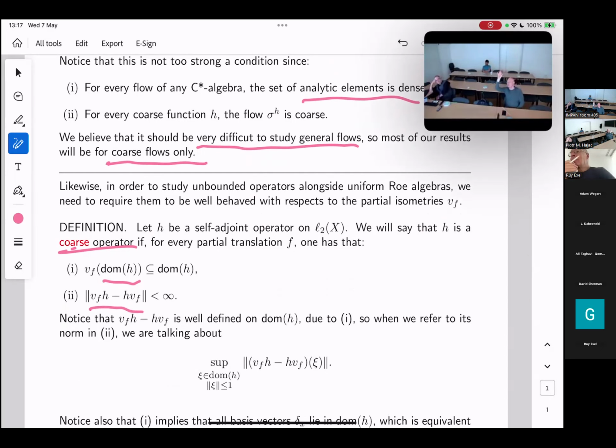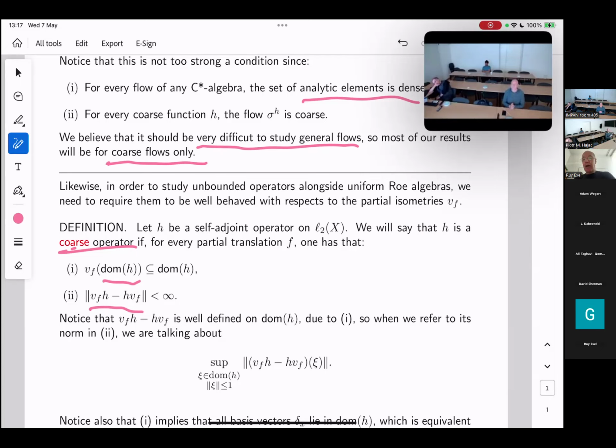So I have a question. Does the condition number 2 generalize some kind of finite propagation property? We're going to see that it is related to that. And I'm going to introduce a generalized notion of finite propagation, which will be related to that.